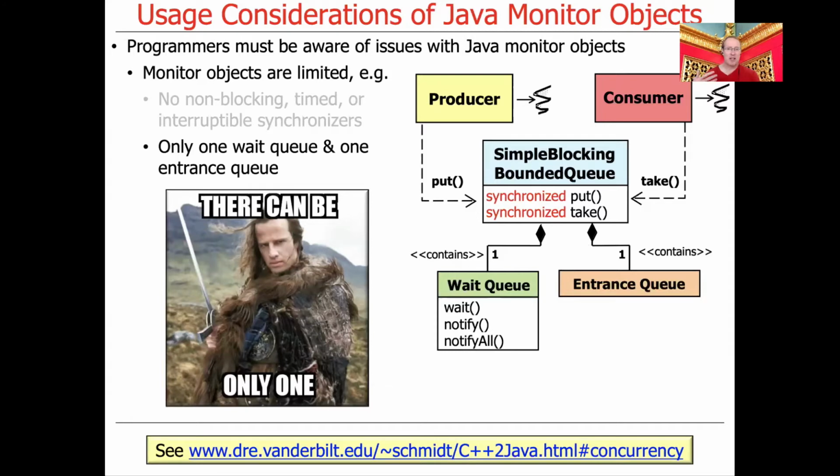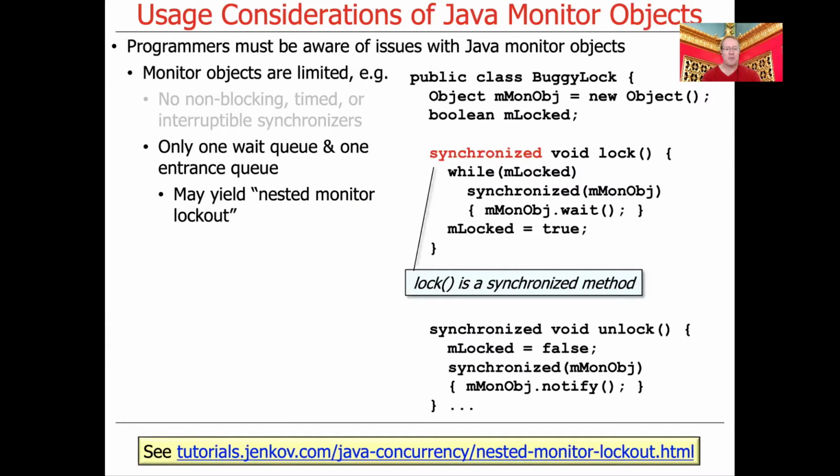Another problem, this is really the biggie, is there's only one wait queue. And there's also only one entrance queue, which may not seem like a big deal until you start trying to do more sophisticated data structures like, say, a linked blocking queue, where it really helps if you can differentiate a thread or threads that are trying to add something to the end of the queue or take something off the end of the queue versus add something to the front of the queue or take something off the front of the queue. So this is also a very major limitation.